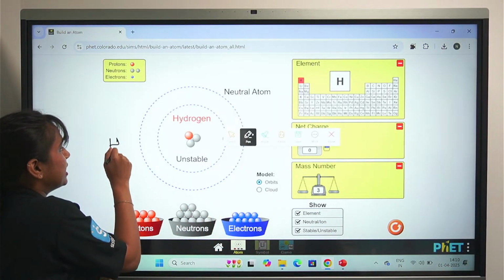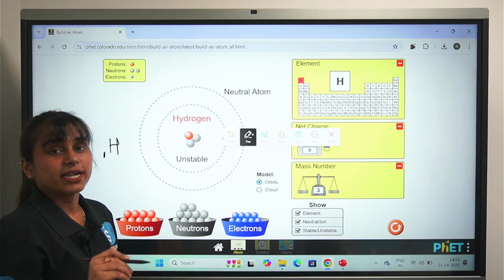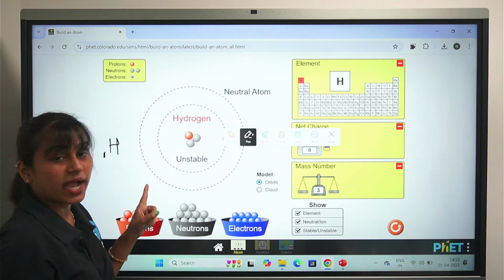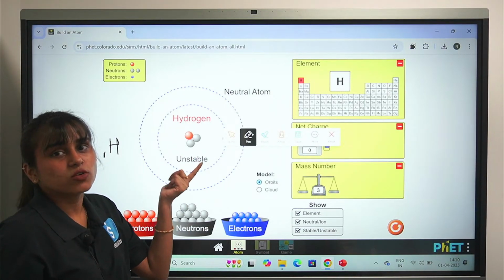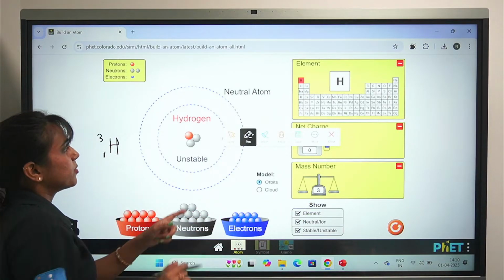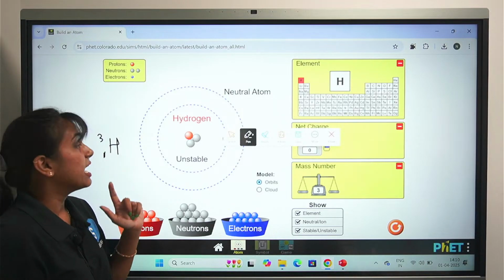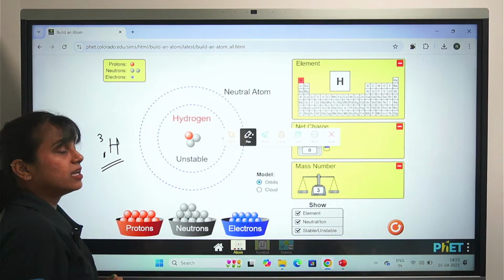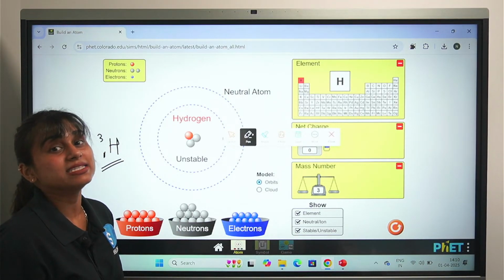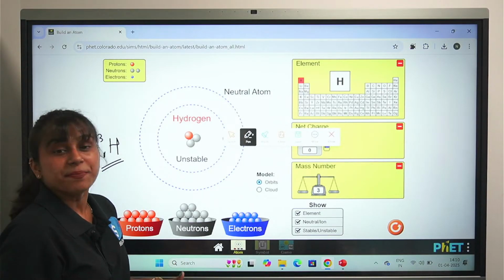So if I write hydrogen, the atomic number cannot change for an element. It is always the same. It is 1. And look at the mass number. It is 3 because 1 proton and 2 neutrons, it becomes 3, and this is an unstable isotope, an unstable atom of hydrogen, isn't it?